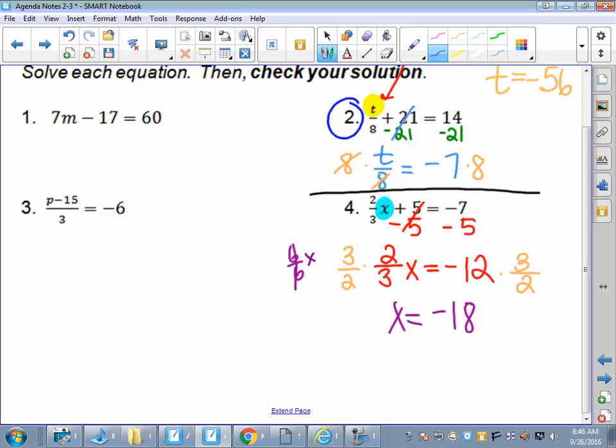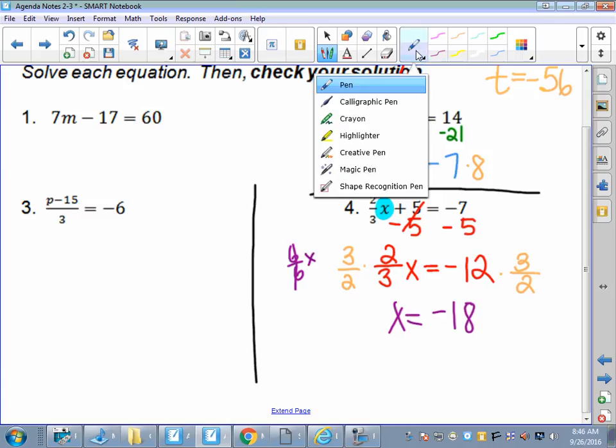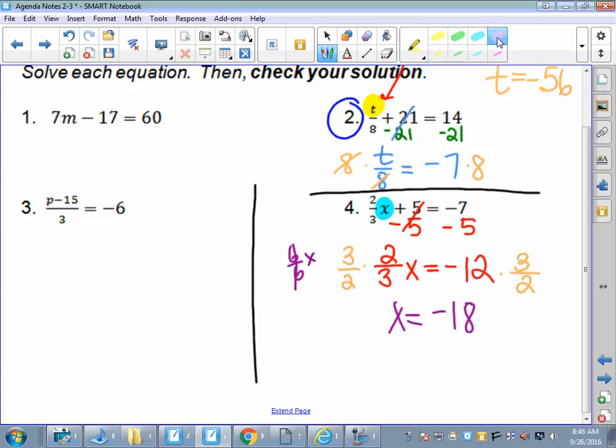So let's jump over here to problem number 3, because number 3 is also a fraction, right? P minus 15 all over 3 equals negative 6. Here's the problem. I cannot get to that minus 15 to add 15 to both sides until I get rid of the fraction. Since the variable is up in the numerator with a whole bunch of business, I've got to get rid of the fraction or the dividing before I do anything.